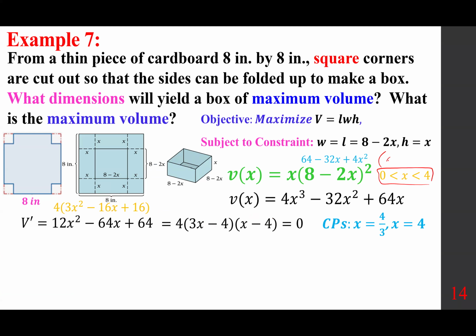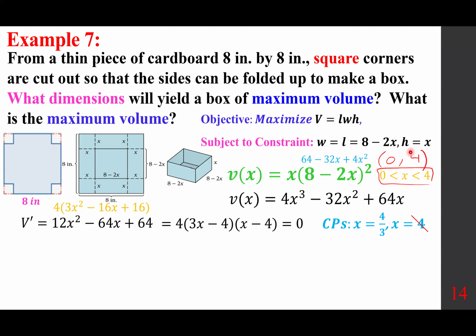We go back to our interval in essence. X is between 0 and 4, and this is the interval form. So 4 is out. Now we have an open interval and one critical point. So local becomes absolute. Is this going to be absolute max or min? We do one of the tests.